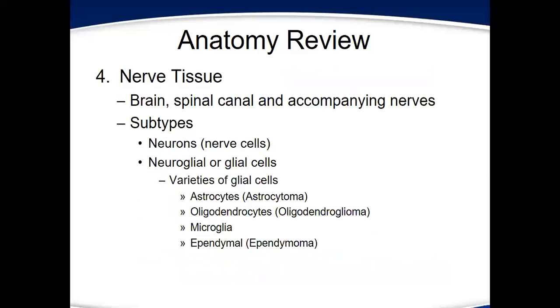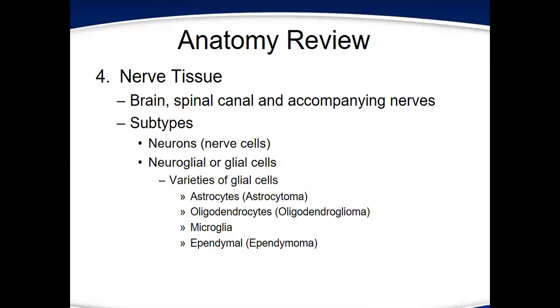Then we have nerve tissues, which is found in the brain, spinal cord, and associated nerves. There are 2 subtypes which include the neurons or nerve cells and the neuroglial or glial cells.